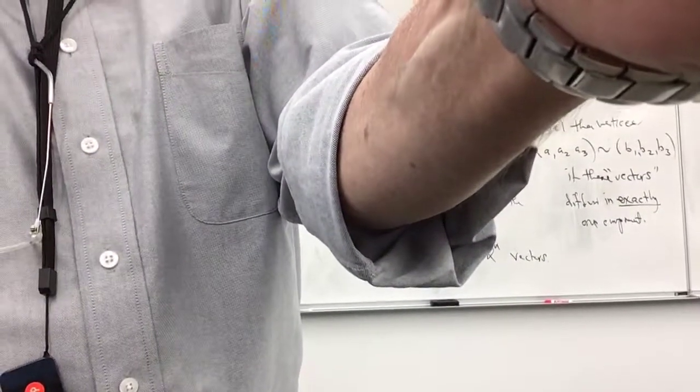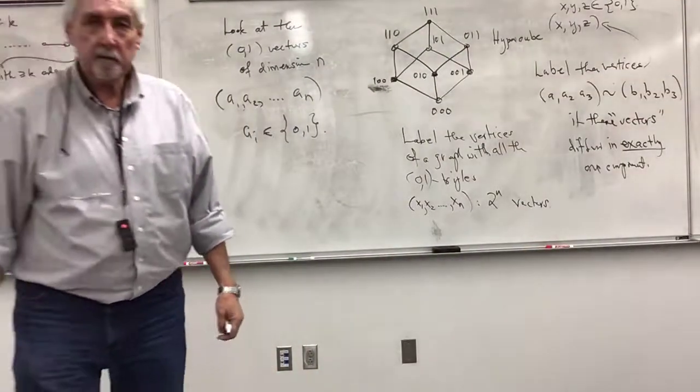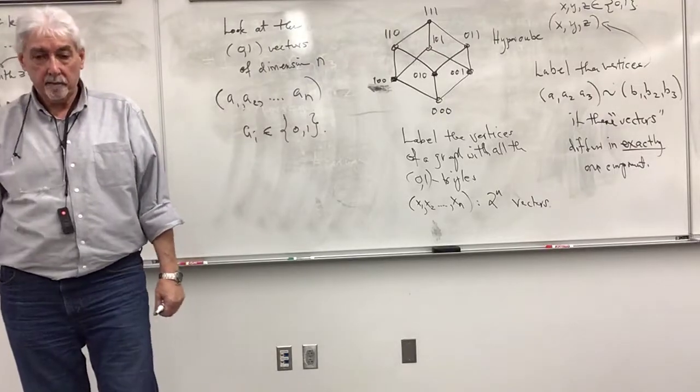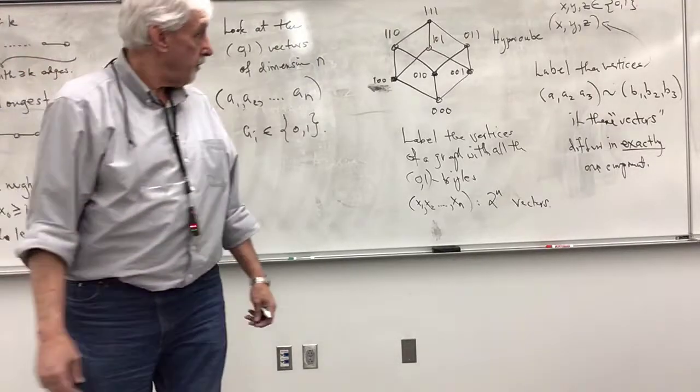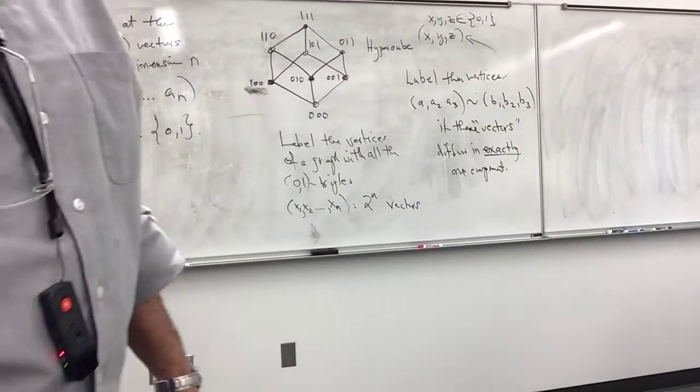Everybody got that graph? Not yet? Two vertices are adjacent only if they differ in exactly one component; if they differ in two, it doesn't work. How many vertices does that graph have? Did we say that? 16 vertices.